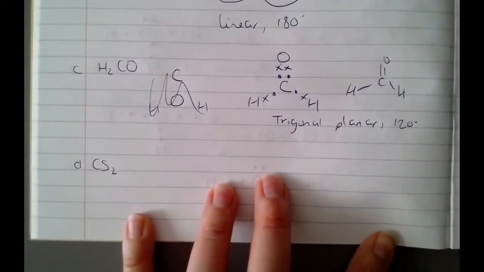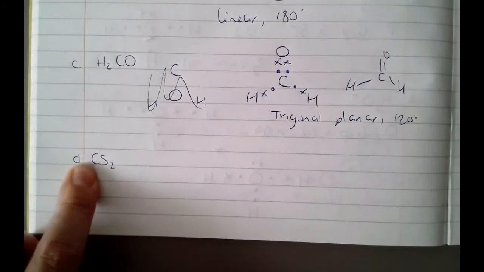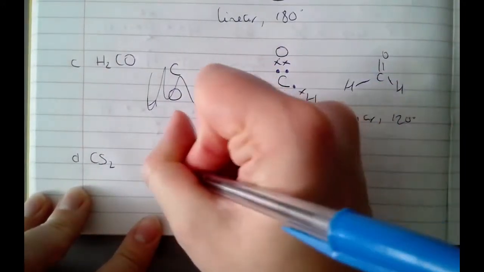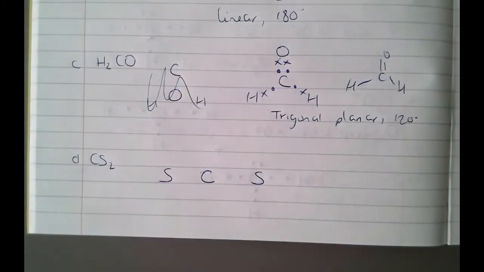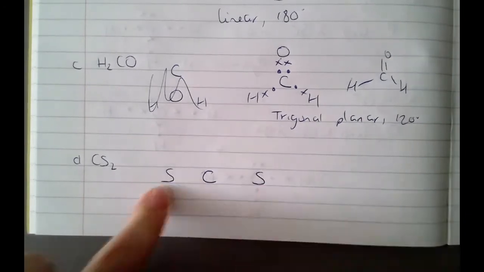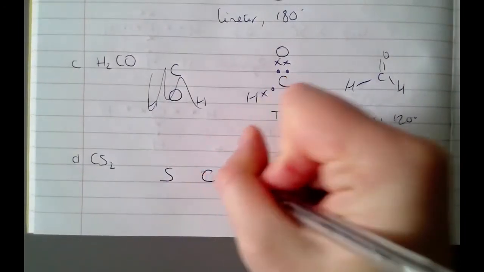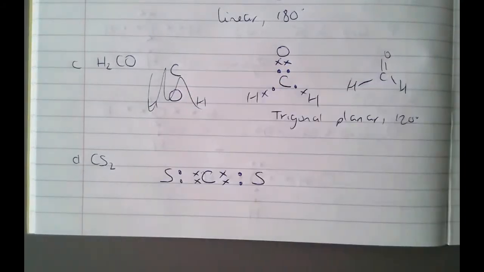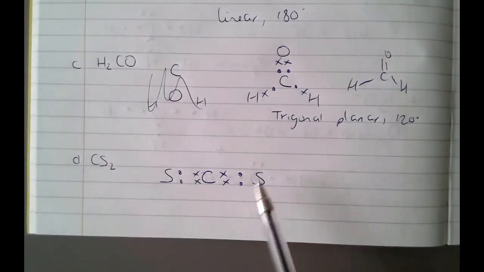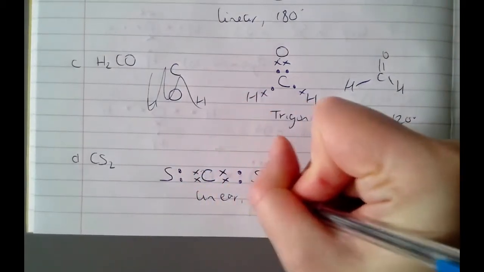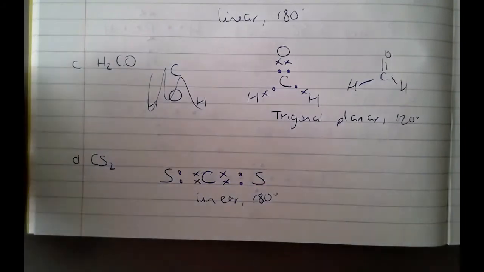The next one I've got here is CS2. Carbon is my central atom because I've only got 1 carbon and it forms 4 bonds. So I put that in the center. I know carbon needs to form 4 bonds. It's only bonding to 2 atoms. Therefore, it's going to form 2 bonds to each sulfur. Sulfur is fine with that. It's in group 6, and it's happy to form 2 bonds. That gives you 1, 2 bonding regions around carbon. Again, that makes it linear. Again, the bond angle is 180 degrees.